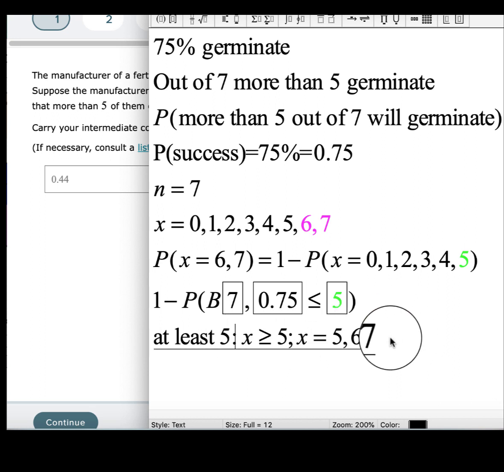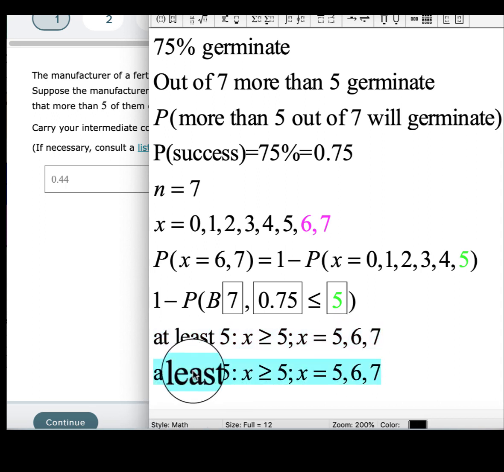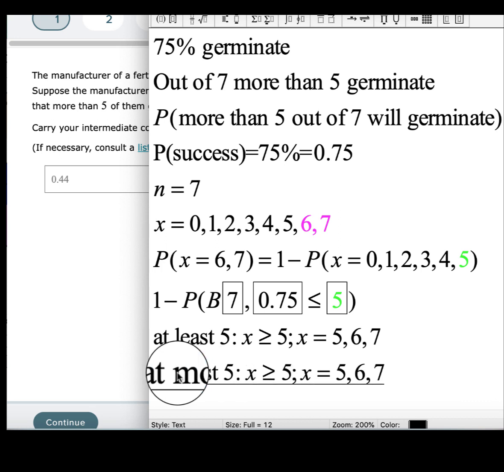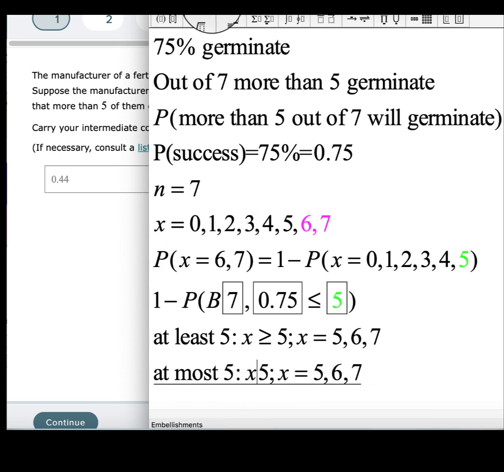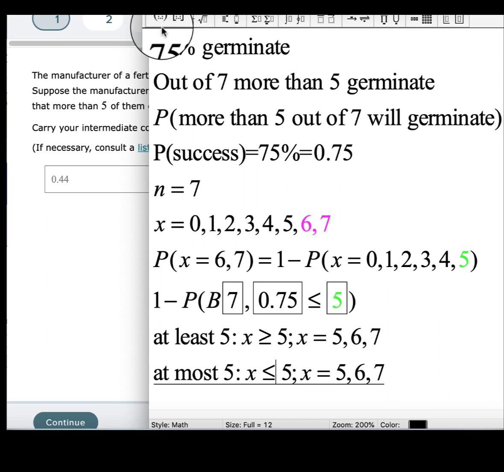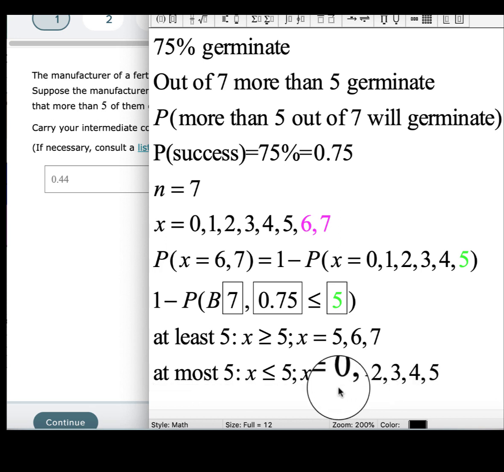Let's say that we had "at most 5." Then that means that the random variable is going to be less than or equal to 5. It's saying that the most you can be is 5. And that means you're going to go from 0, 1, all the way up to 5. So at most is less than or equal to, at least is greater than or equal to.